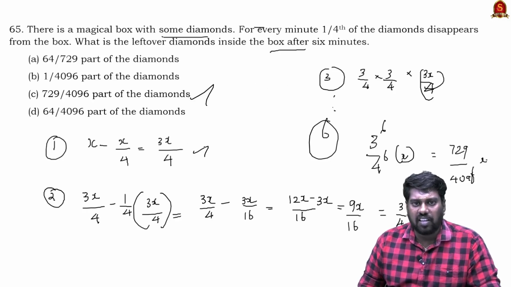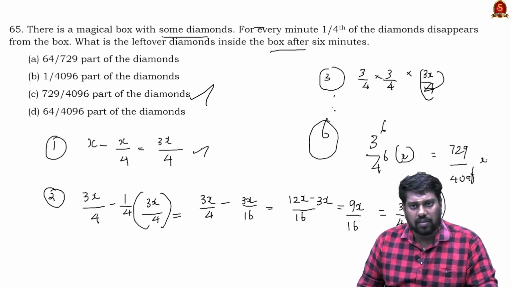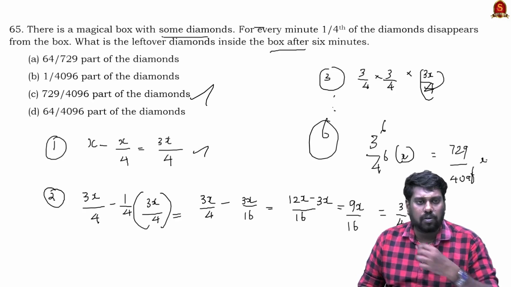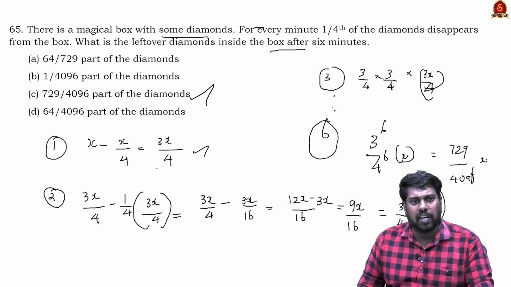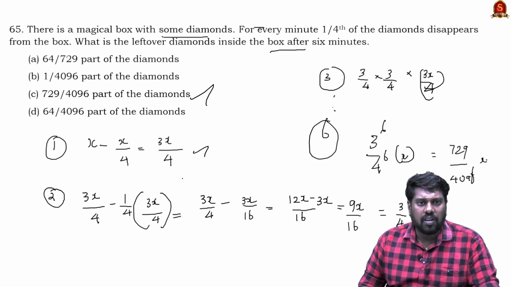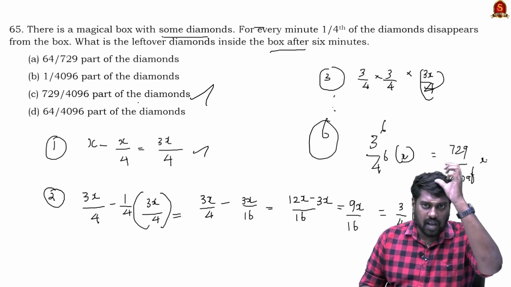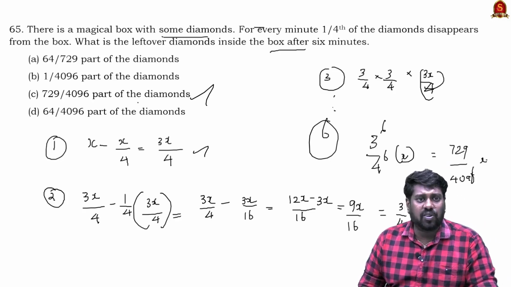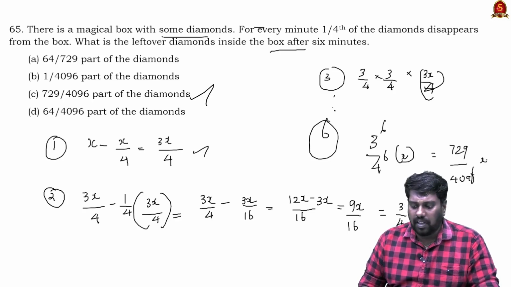Okay, so you just have to understand the pattern. The pattern is very easy: 3 by 4 is multiplied with every minute. When solving the second minute itself, we will be able to understand the pattern. If you understood the pattern correctly, this is a very simple question. Approximately, you can take 2 minutes to solve this question. Even if you do not understand the logic in the beginning, 2 minutes will probably be sufficient.